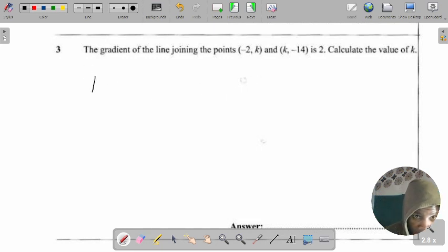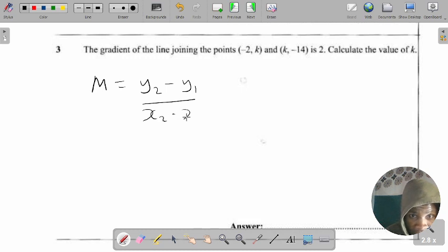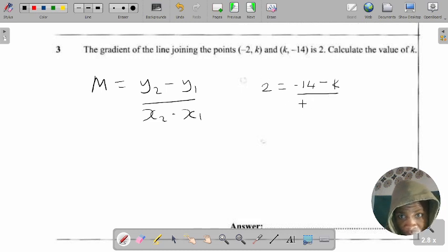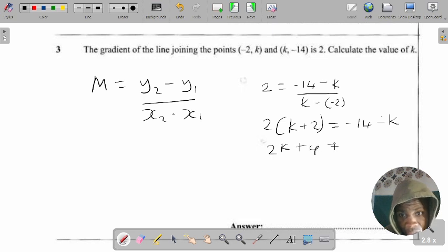So the formula for the gradient is gradient is equal to y2 minus y1 over x2 minus x1. They have given us the gradient 2. So you write 2 is equal to y2, which is negative 14, minus y1, which is k, over x2, which is k, minus x1, which is negative 2. So this one will be 2 times (k plus 2) is equal to negative 14 minus k. So this one will be 2k plus 4 is equal to negative 14 minus k.